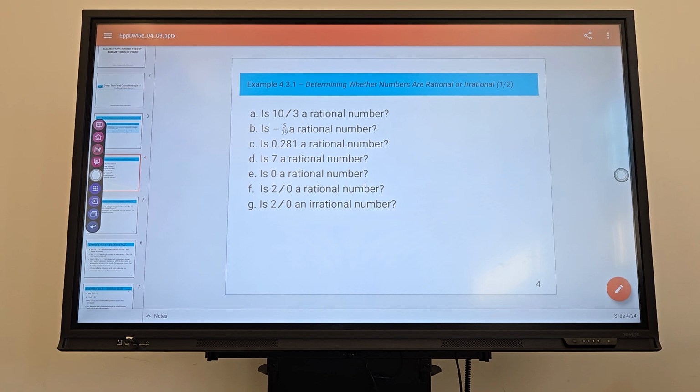2 over 0? No, because the denominator has to be a non-zero integer for it to be rational. Is 2 over 0 an irrational number? No, it's not a real number, so it can't be irrational. An irrational number has to be a real number, not a number.